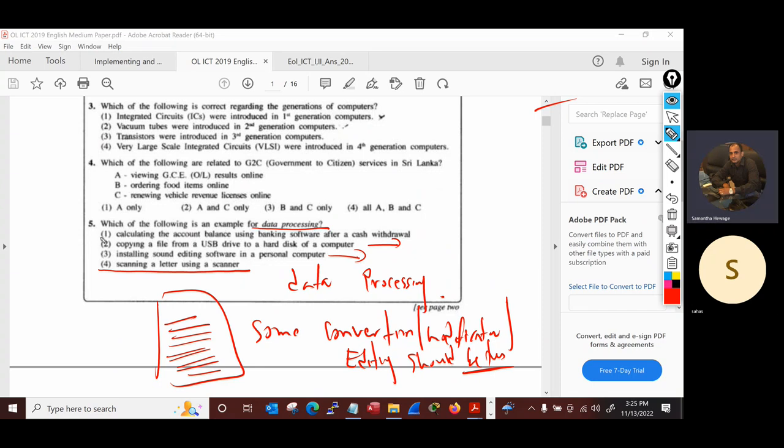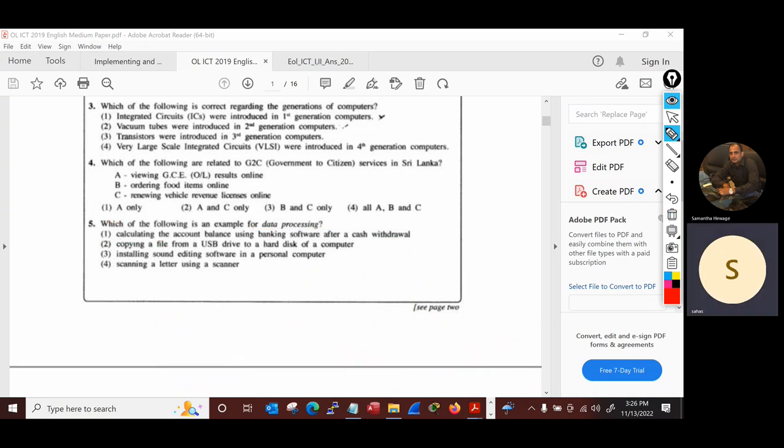So the answer would be calculating the account balance, because you are going to calculate it. Using banking software, after the cash withdraw. When you withdraw some money, they are going to check the balance. So data processing is involved. Because of that, the answer would be A. All right? Yes, sir.